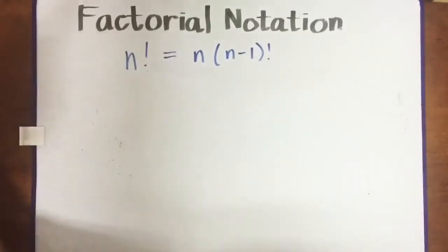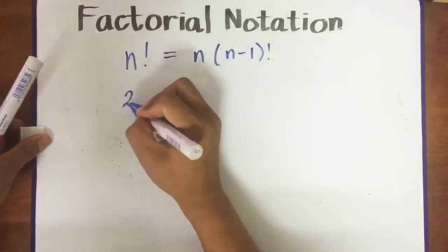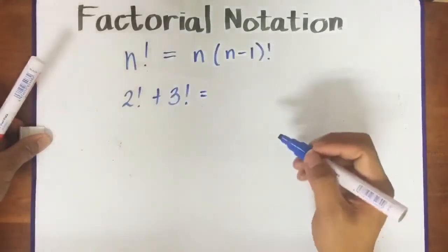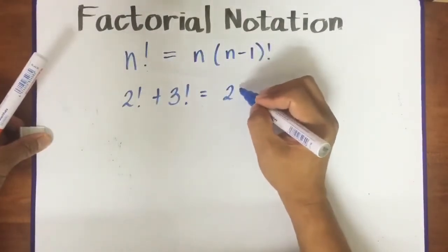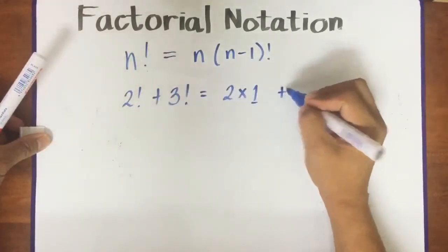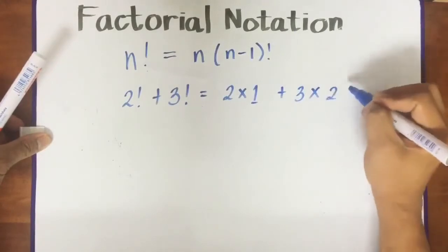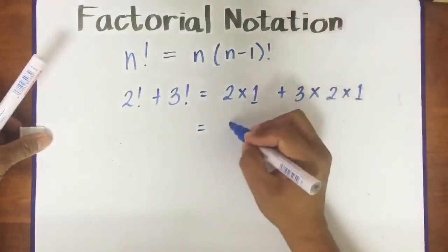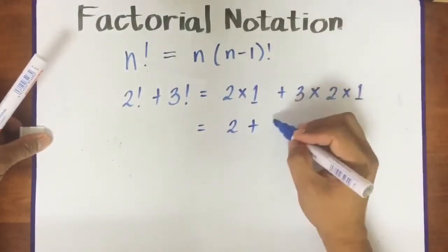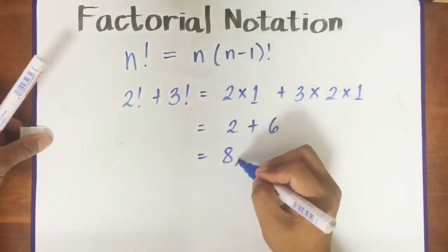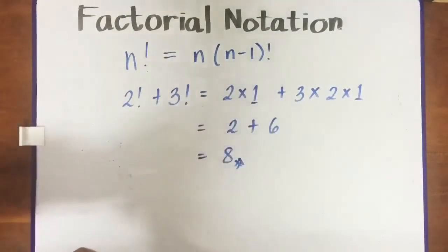How about if we are adding 2 factorials? Example, 2 factorial plus 3 factorial. What is the equivalent value of this? It can be 2 times 1, because 2 factorial is 2 times 1, and you add it with 3 times 2 times 1. Thus, 2 times 1 is 2, plus 3 times 2 times 1 is 6. So 2 plus 6 is equivalent to 8. Okay, so the value of 2 factorial plus 3 factorial is equal to 8.